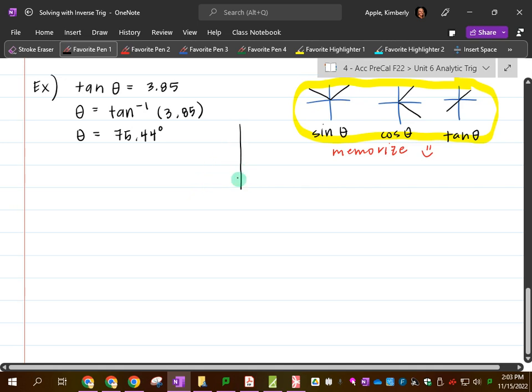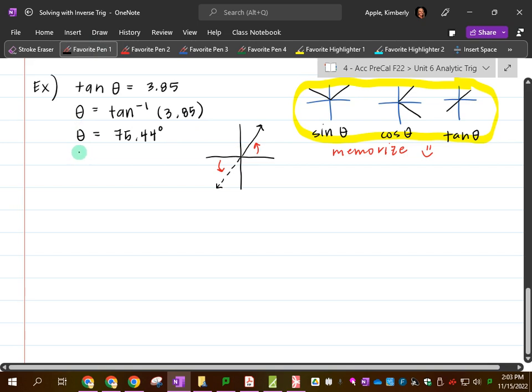Okay, so to visualize it, where is 75.44? Well, it's about right here, right? So my other one's going to be over here. Why can't you just add 75.44 to 180? You can in this case, because these reference angles are equivalent. But you can also just add 180. Yeah. That's why that works, right? So yes, either way it works.